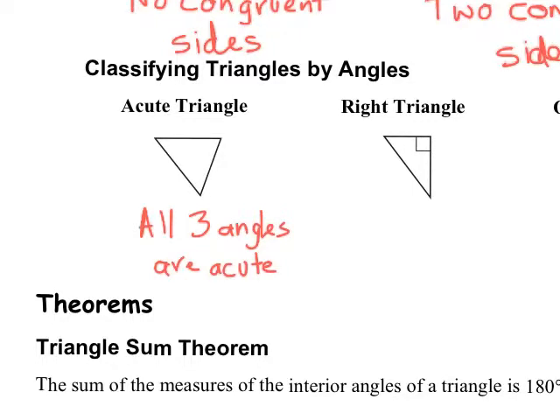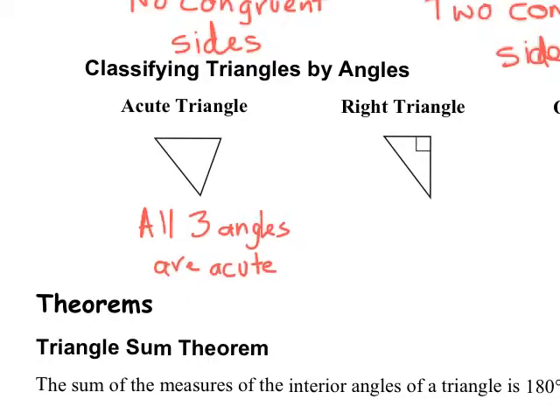angle can be right. Can I have a triangle with two right angles? No. It's impossible, right? Because what do all the angles of a triangle have to add up to? 180. So if I had two right angles, that would be 90 and 90. That's already 180. That's why we can't have a triangle with two right angles.